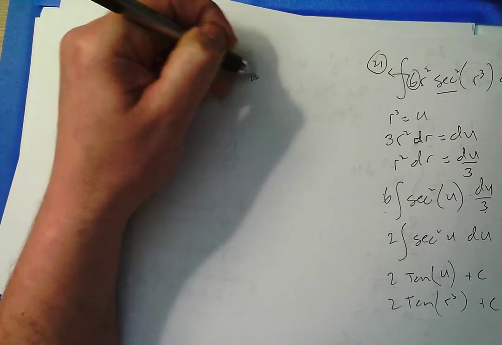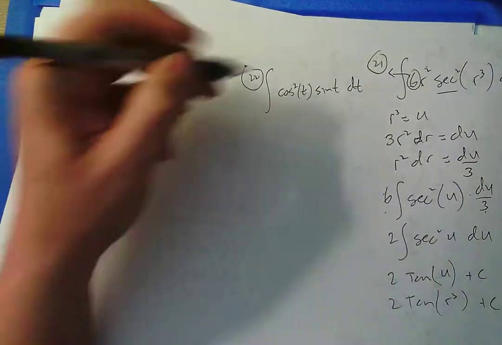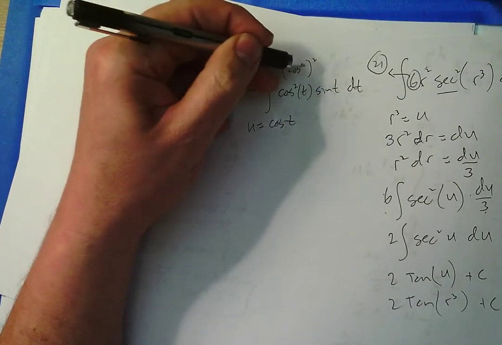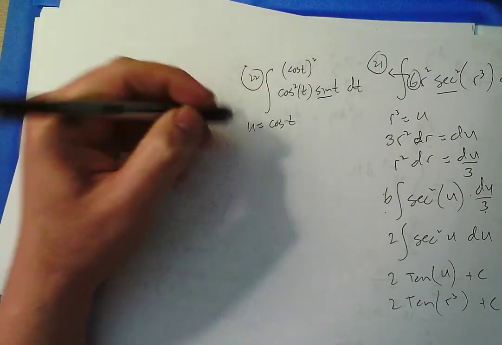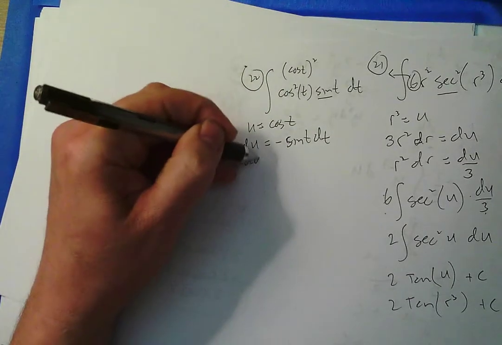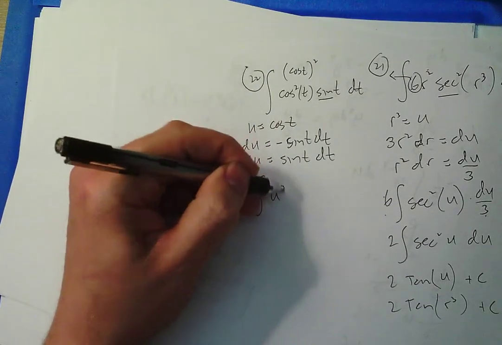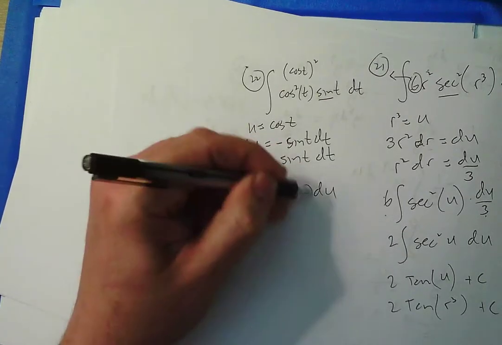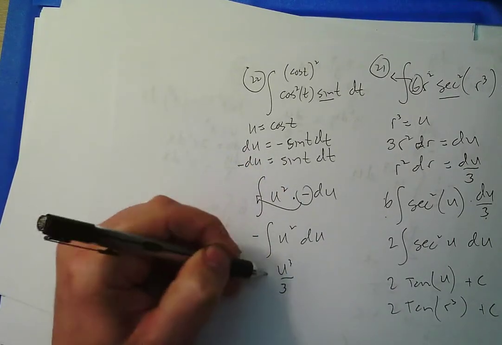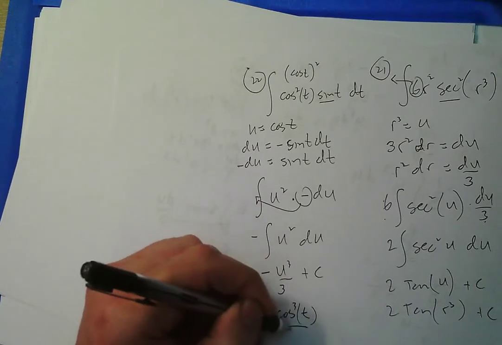Okay, 22. 22 says the integral of cosine squared t sine t dt. My u here is cosine t. I see the cosine function inside the squaring function, and I see most of its derivative out here. Du would be negative sine t dt, so negative du is sine t dt, which means I can rewrite this integral as u squared times negative du. I'll pull out this negative. My antiderivative will be u to the 3rd over 3 with a negative in front. And our u value is cosine. Negative cosine to the 3rd t over 3 plus c.